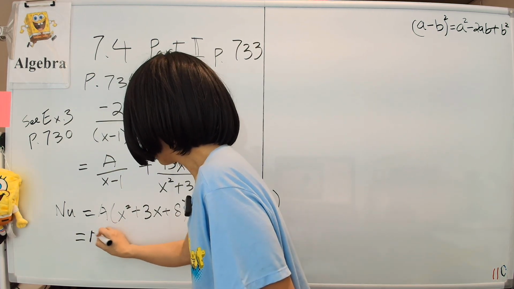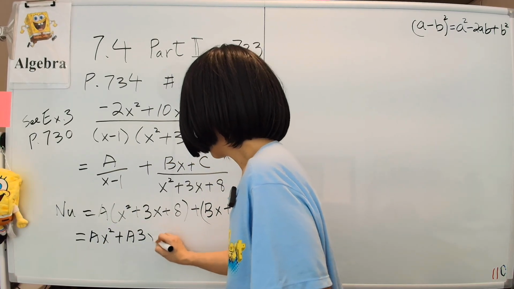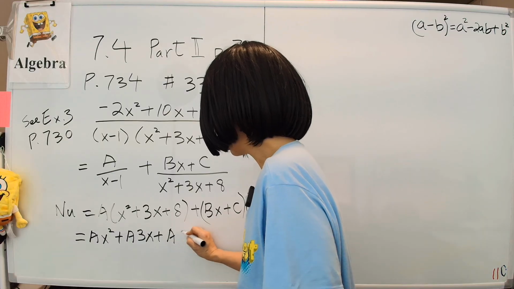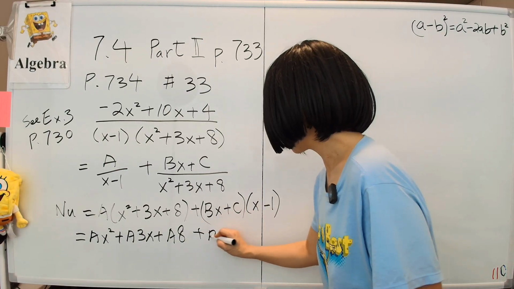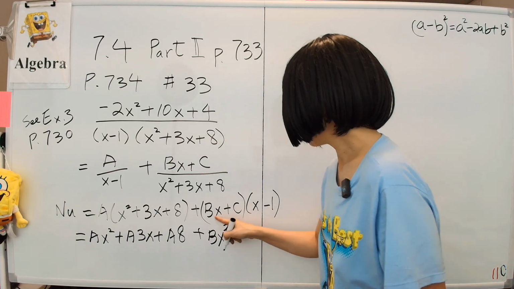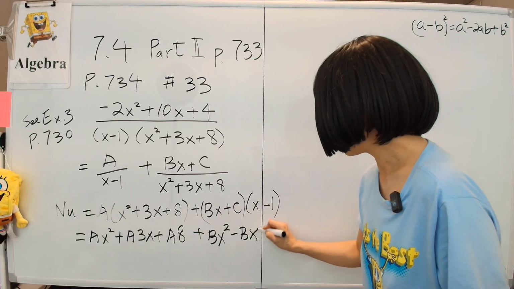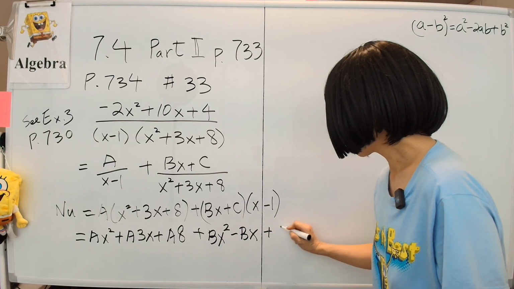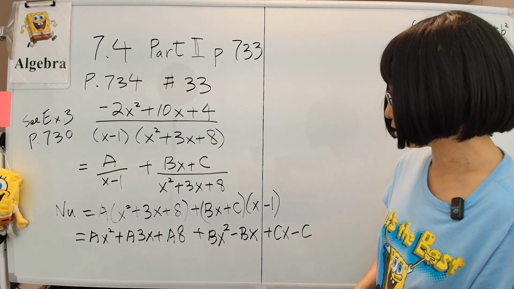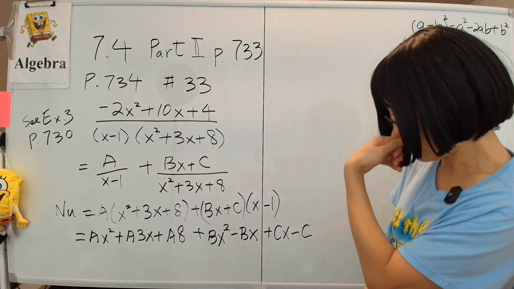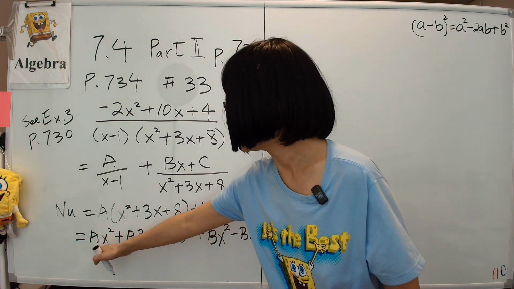So that will be ax squared, and then plus a times 3x, and plus a times 8, or 8a, plus this times that is bx squared. And then bx times minus 1, that's negative bx, and then plus cx, and then minus c. So we have all that stuff. Right, so let's write out all the coefficients.